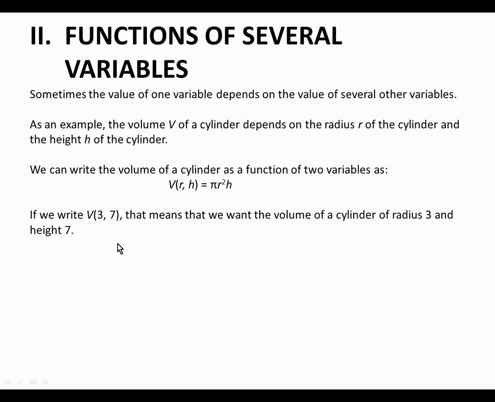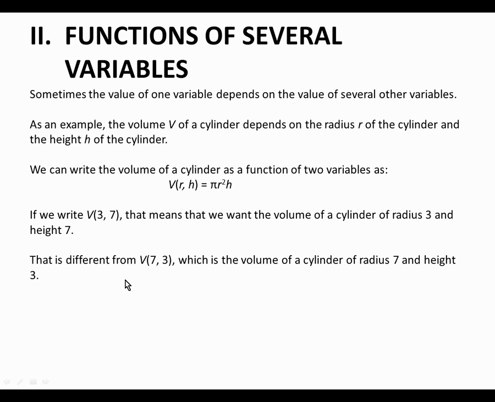So if we write V of 3, 7, that means we want the volume of a cylinder that has a radius of 3 and height of 7. That is different from V of 7, 3, in which case the volume of the cylinder is going to be dependent upon a radius of 7 and a height of 3. Remember, it's radius and height because of the way we've written it. We've written it as V of R, H. The way the function is written here lets you know which variable corresponds to which letter. The radius is first, the height is second.